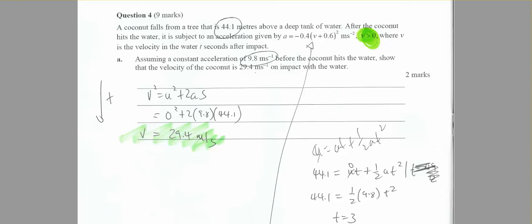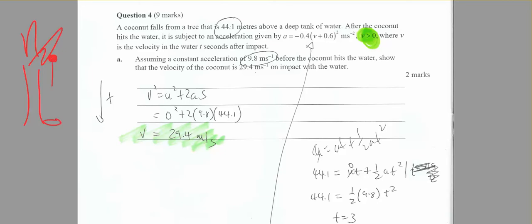This is the long answer question number 4 with 9 marks. A coconut falls from a tree. So let's say this is my coconut tree and there is my coconut, and it's 44.1 meters above a deep tank of water. There's my tank of water.